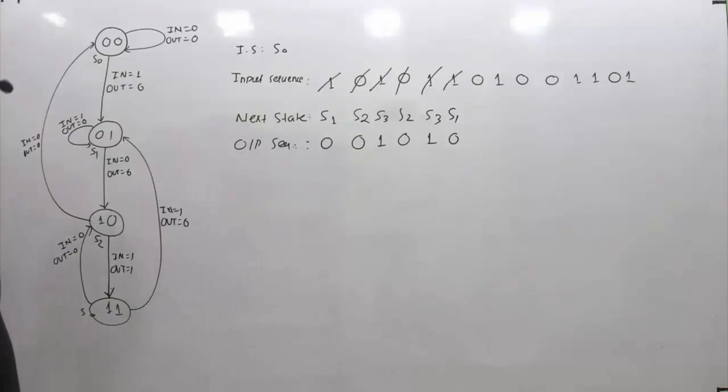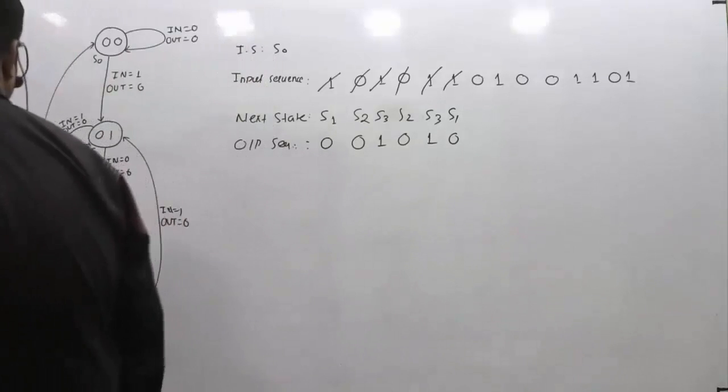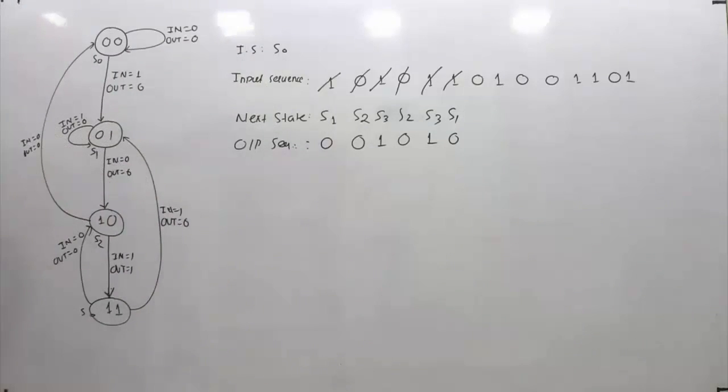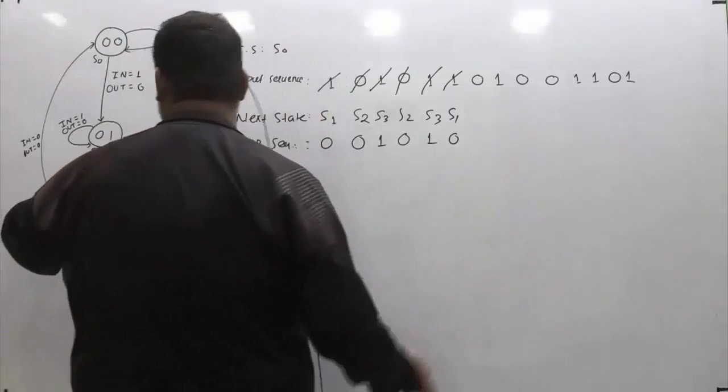So now you are at S1, that is here, and the input you are giving is 0. If the input is 0, which transition will it follow? It will follow this transition, not this one, because this one is meant for in equal to 1 and this is meant for in equal to 0. So you are at S1 and the input is 0.